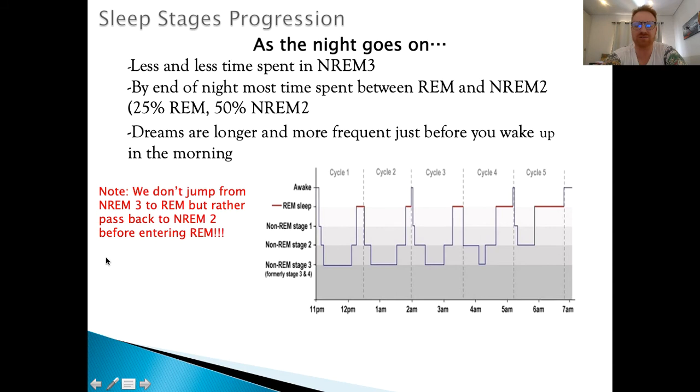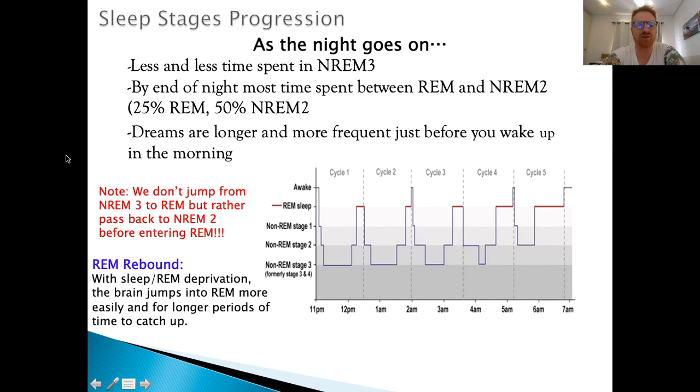NREM3 into a dream. Now, one thing that's interesting is that if you did not get enough sleep, for example, let's say you only slept 5 hours, so you only got about 3 cycles, and you only had about 3 dreams. If you did take a nap during the day, or if you fell asleep in class that day, your body knows that you didn't get enough REM sleep.